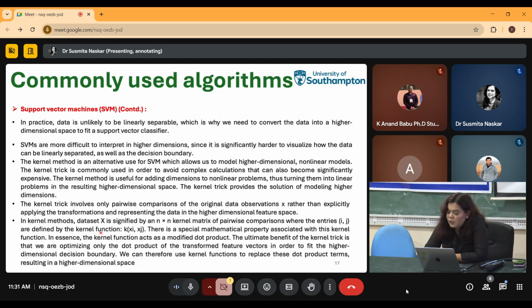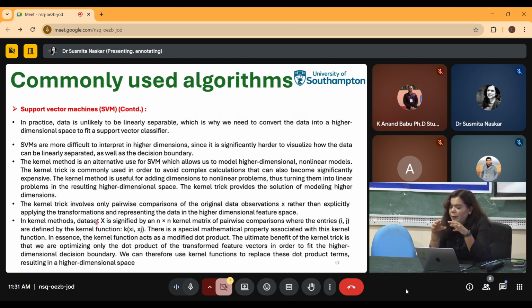What is a kernel function? Instead of transforming each data point, the kernel trick computes only the pairwise comparison between the data observations, and that is done using this kernel function. This function acts as a modified dot product on the transformed feature vectors. The result is that we effectively operate in a high dimensional space without ever explicitly calculating the coordinates there.